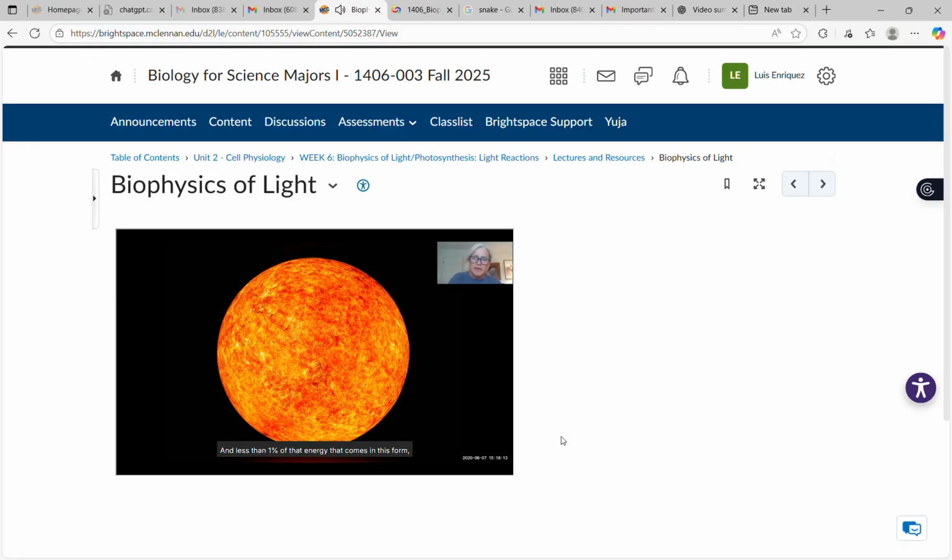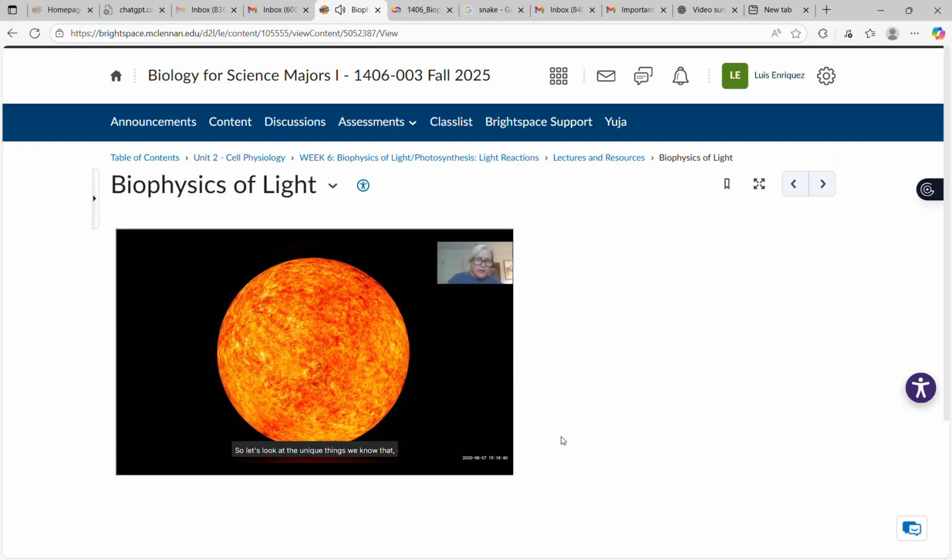And less than 1% of that energy that comes in the form of light hits a photosynthetic organism that can convert this energy in the form of a photon into sugars. And now once we have it in a chemical, from light into a chemical, it can be used by the organism that did it. Other organisms can eat it and get that chemical, and it can be stored as well.